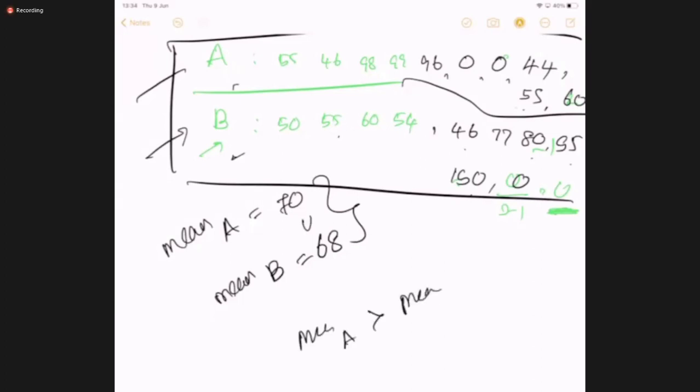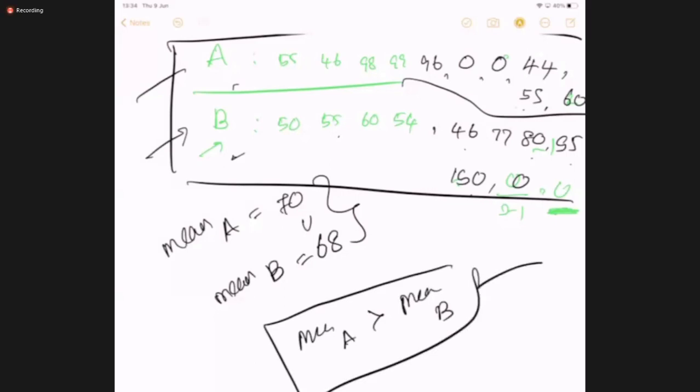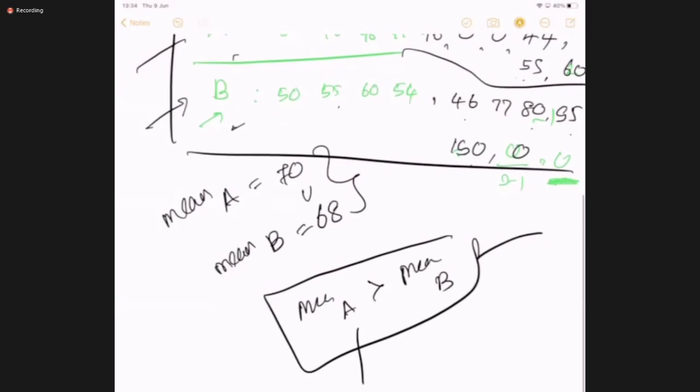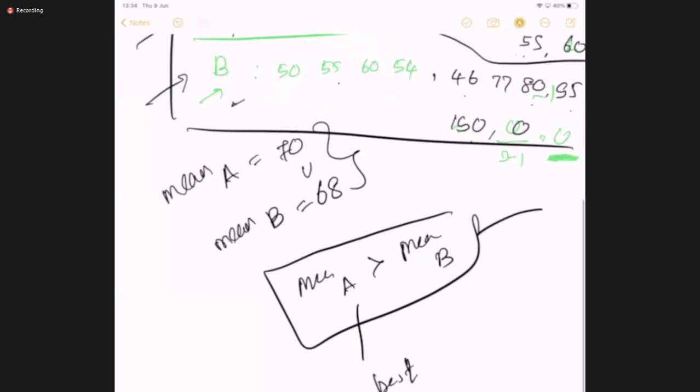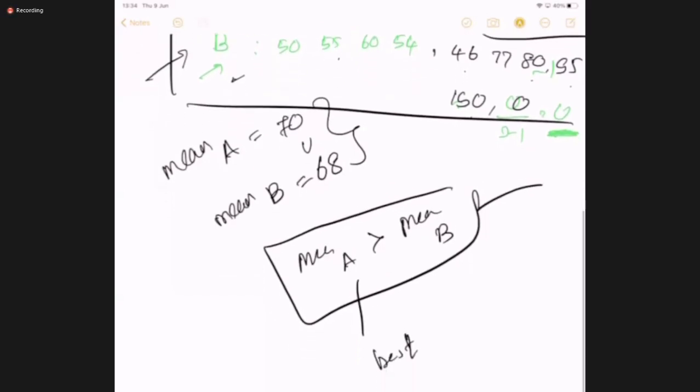Mean of A is greater than mean of B. This is correct. But it is not enough to say that player A is best or he is good. It's not enough to say that. Therefore, if we have their mean values, we need to go for their variances as well.